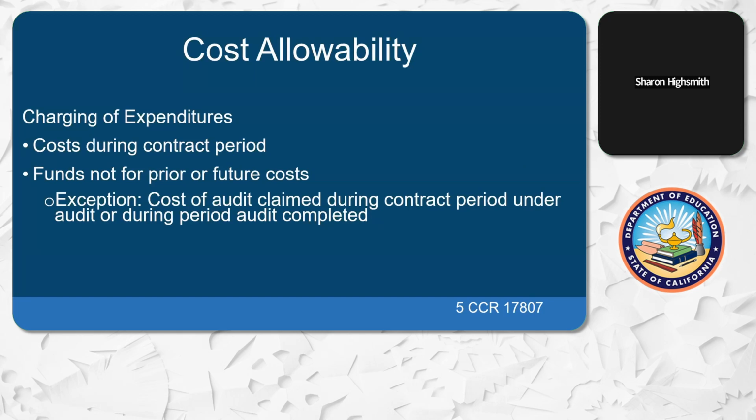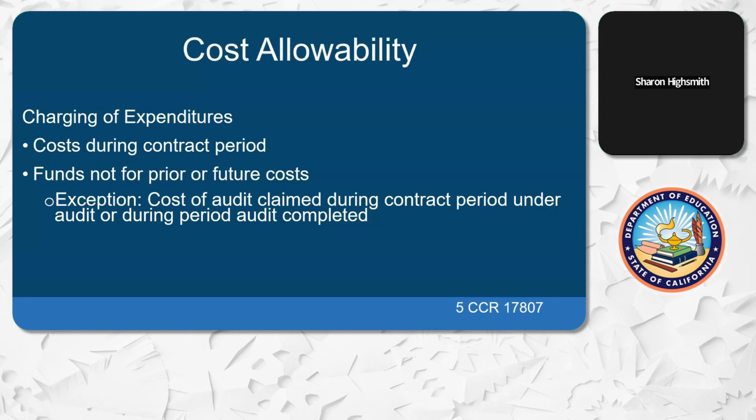When charging expenditures, cost must be incurred during the contract period. So that's very important. Contractors shall not use current year contract funds to pay for prior or future obligations. The only exception is for the cost of an annual independent audit. The cost of an audit can be incurred in the current audit period or when the audit is completed.